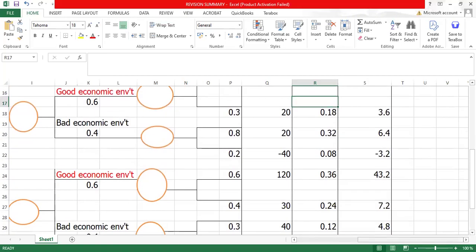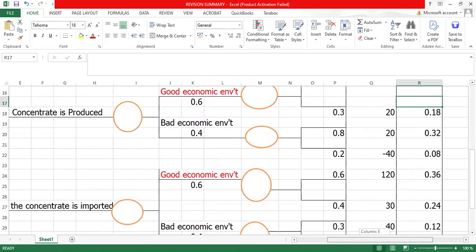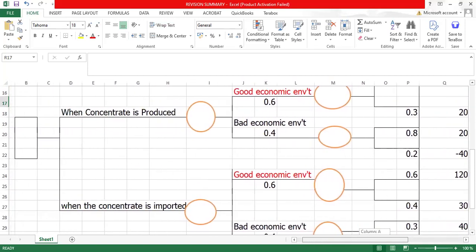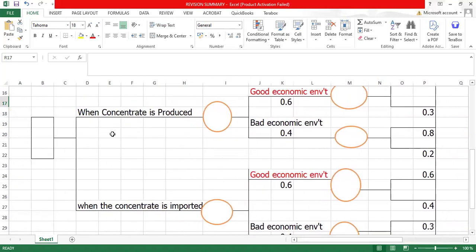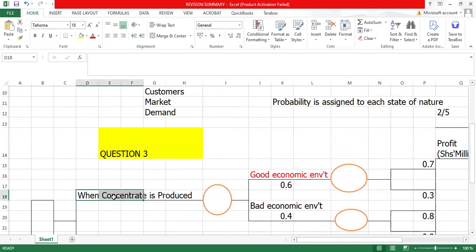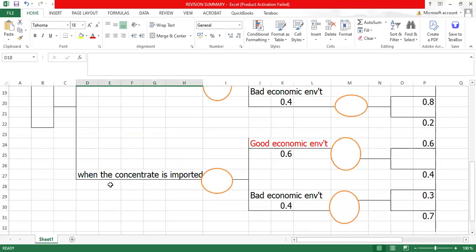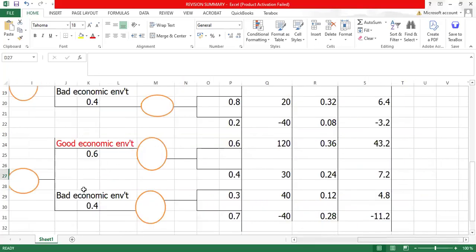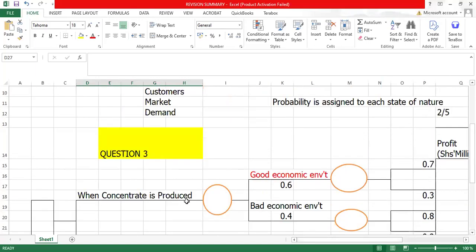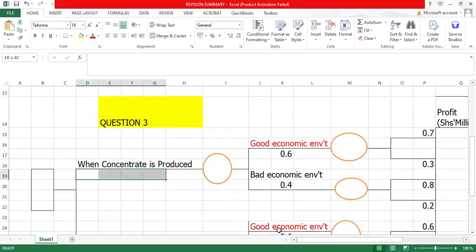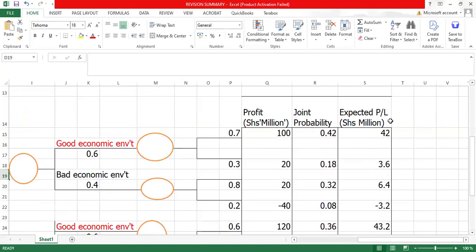Now, if you want to use your decision tree to get expected monetary value for each alternative, remember this is your alternative. So the question is, what is the expected monetary value for the first alternative, and what is the expected monetary value for the second alternative? To know that, you just see this branch. Are you seeing this branch? You add everything that is on this branch. Here, where you have expected profit, you get this plus this plus this plus this.